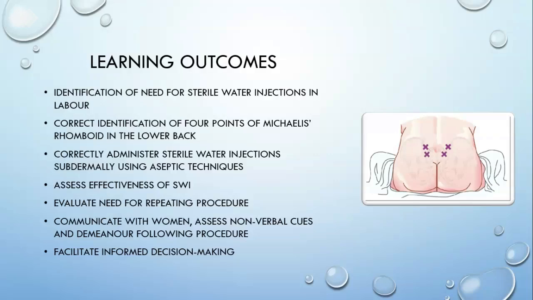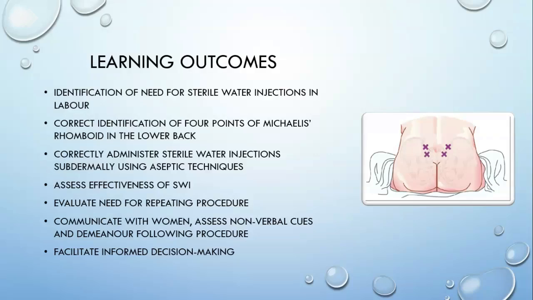Midwives need to be able to correctly identify the 4 points of the Michaelis rhomboid in the lower back. They need to be able to correctly administer the sterile water injections subdermally using aseptic techniques, and they should be able to assess the effectiveness of the sterile water injections in alleviating the pain. I must emphasize that midwives on a daily basis use a lot of their pre-existing clinical knowledge and judgment to care for the women. So this should be taken into consideration as well, and it has been in outlining these learning outcomes. We do it every day.